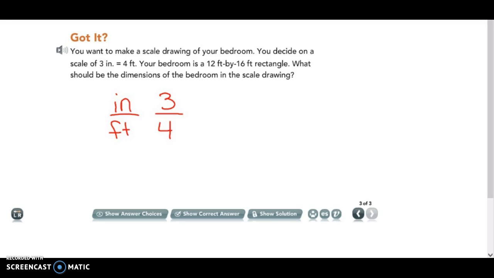In this particular case, we know that your bedroom is 12 foot long. So we're going to take each one independently. So I'm going to go ahead and put this on the feet side because it says feet. So I'm going to correlate that with my other feet. And I'm going to say 4 times what is 12? Well, 4 times 3. Whatever you do to the bottom, you have to do to the top because that's only fair. So that makes it 9 inches long.